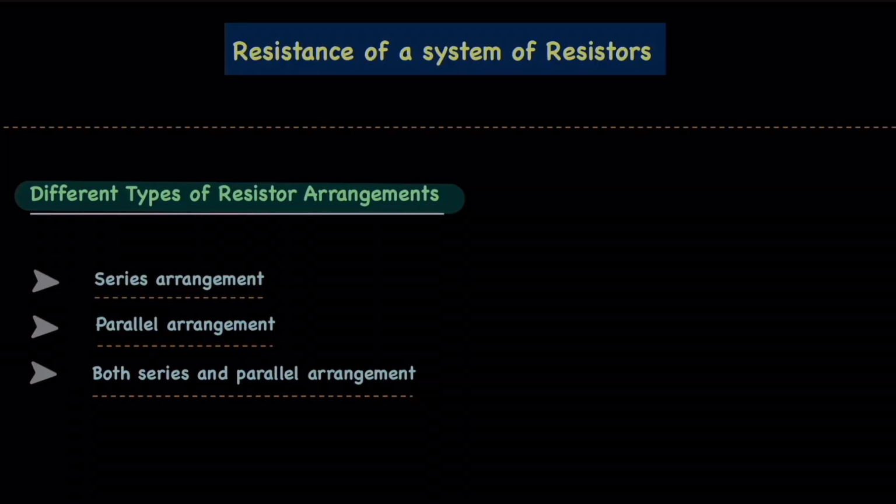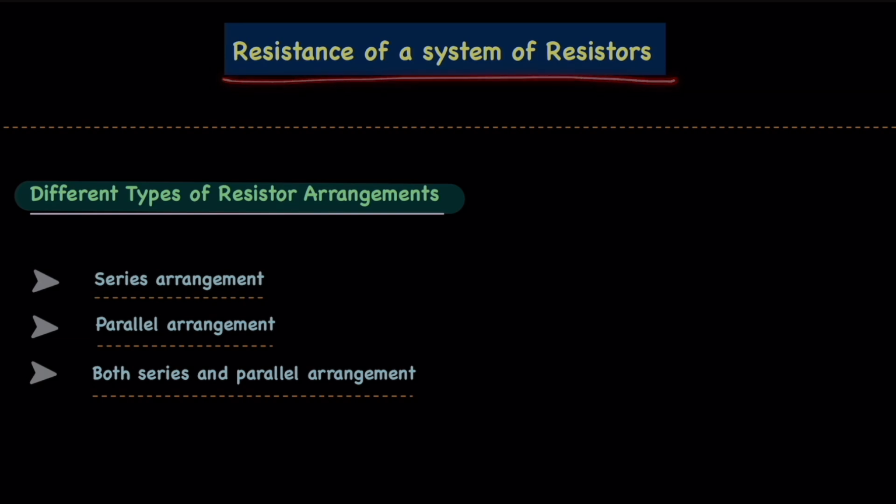Now we will study the resistance of a system of resistors. Here we will learn how two or more than two resistors are connected in an electric circuit. There are different types of resistor arrangement. First is the series arrangement, then parallel arrangement, and then a combination of both series and parallel arrangement. So first we start with series arrangement.